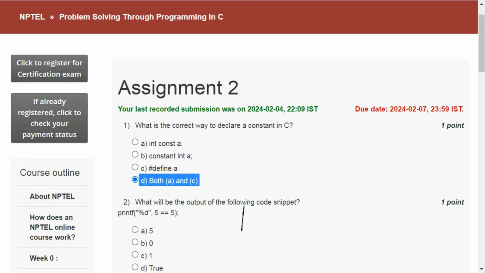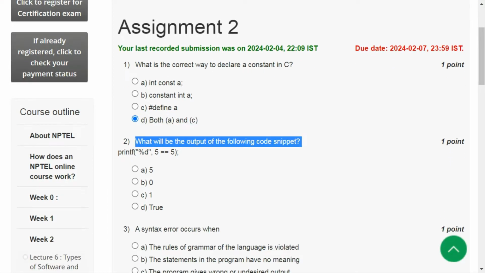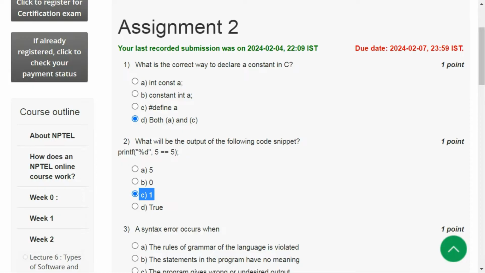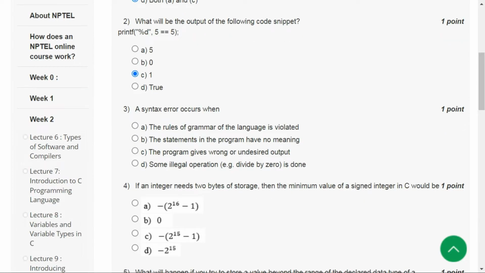So the answer for first question is option D, both A and B. We can use the constant keyword as well as the manifest constant. For question number 2, the correct answer is option C, 1, because 5 is equals to 5, and this is a Boolean expression.